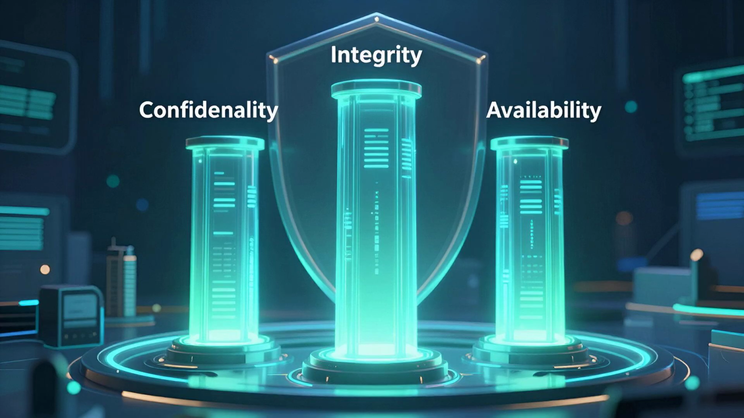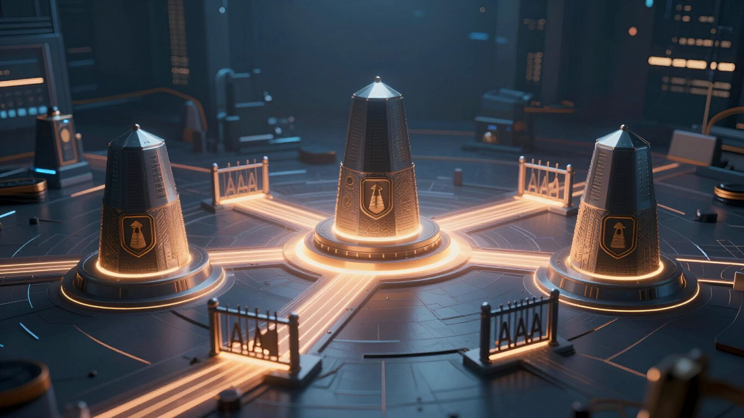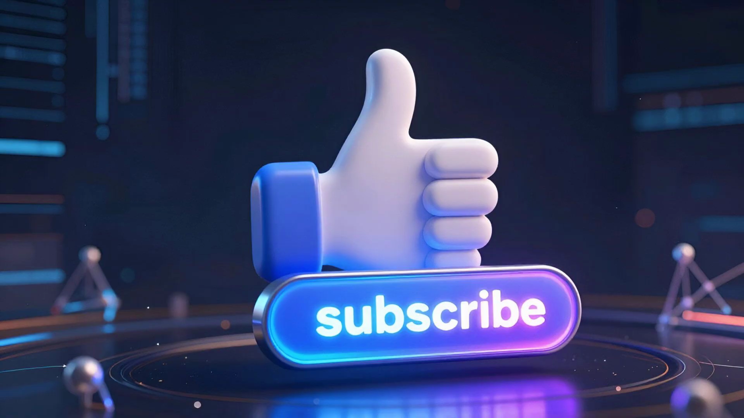Key takeaway: CIA defines what you must protect: confidentiality, integrity, availability, and AAA defines how access is verified, controlled, and tracked: authentication, authorization, accounting, which together explain the core of real-world security controls.